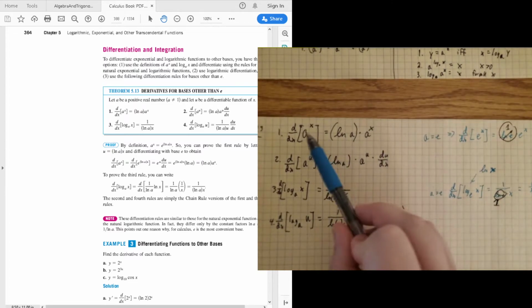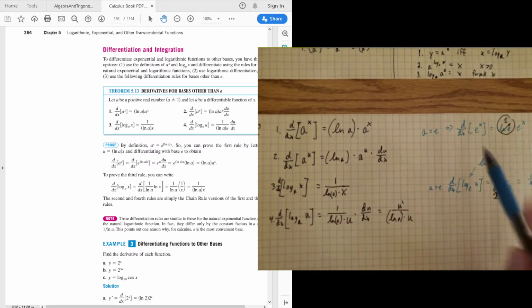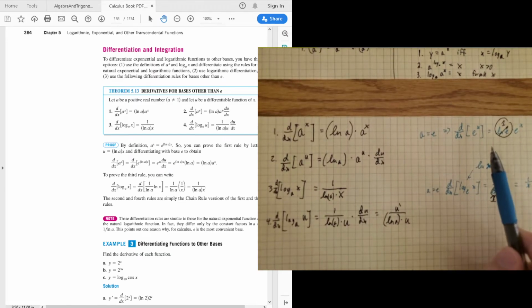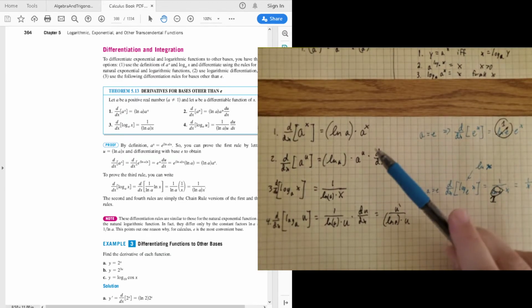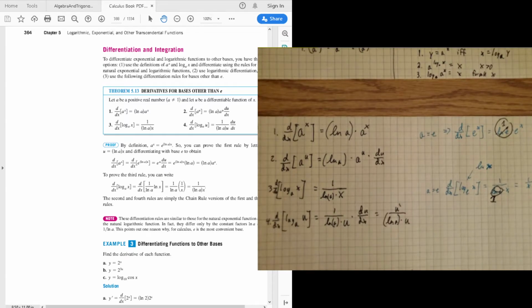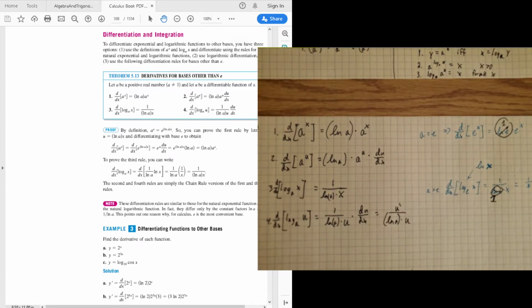And so these 4 can do everything that the e's can do. It's just e is faster. And so if you see an e, you should probably use the e formulas. Anything else, you should use these formulas instead. Okay, let's do some problems.